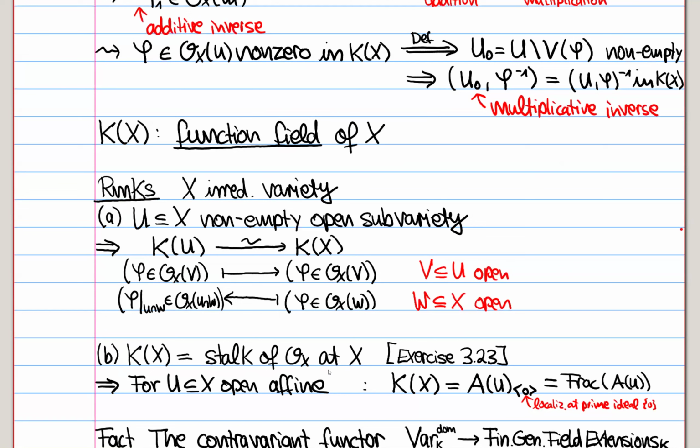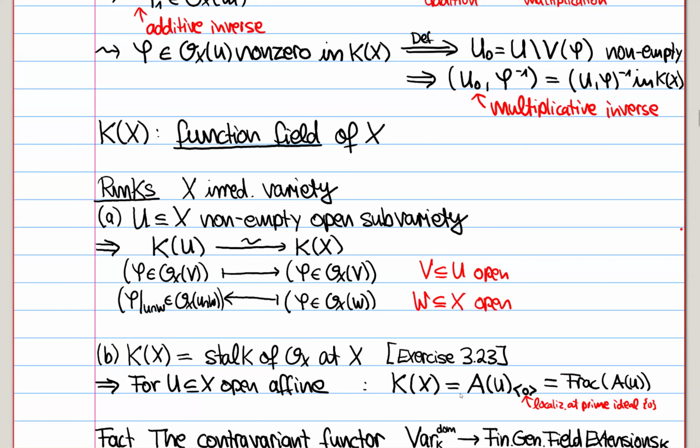And so the steps here are, let's say you want to compute K of X. Then by part A, you know you can compute it on some open subset. So what we do is we take U to be an open and affine subset of the variety X. And then K of X is equal to K of U. And K of U is the stalk of O of U at U. But this was computed in this exercise. So we know the stalk there is exactly, you take the coordinate ring of U, and then you localize, in this case, at the ideal 0.